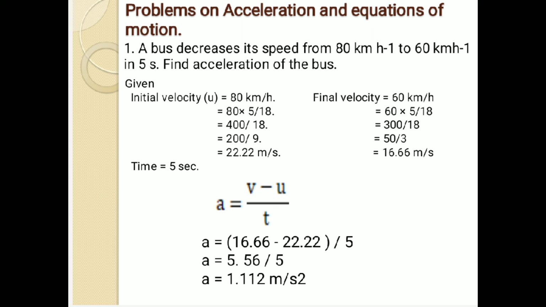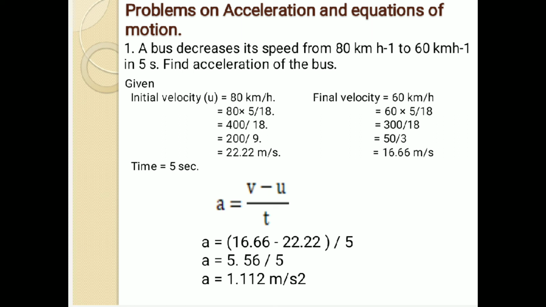Here the object is decreasing speed from 80 to 60 km per hour, which means 80 km per hour is the initial velocity and the final velocity is 60 km per hour. Next, the conversion part: kilometer per hour to meter per second. So 80 into 5 by 18. If you simplify that, you will get the answer 22.22 meter per second.